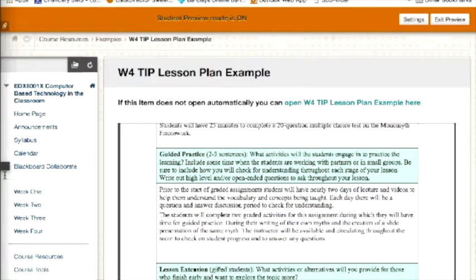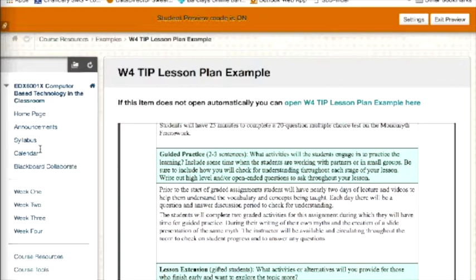The TPACK has three parts: the technology, the pedagogy, and the content. For the technology part, the question we need to ask ourselves is, can the assignment be done without technology? If the answer is yes, then that's not a technology integrated lesson plan. The technology has to be a very key, important part of the lesson. It has to be something the students would not be able to do unless they had technology integration.